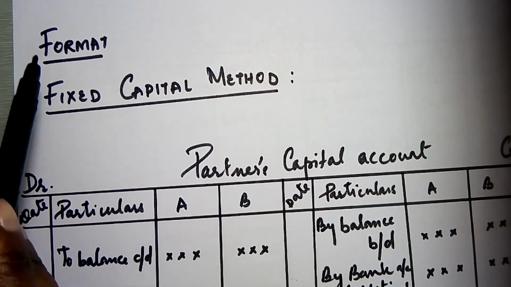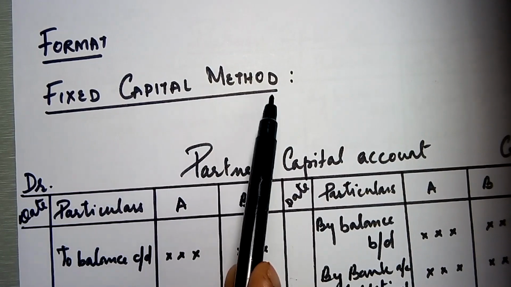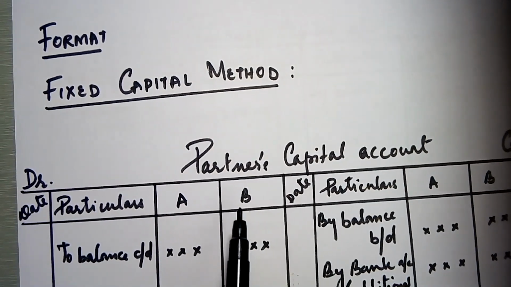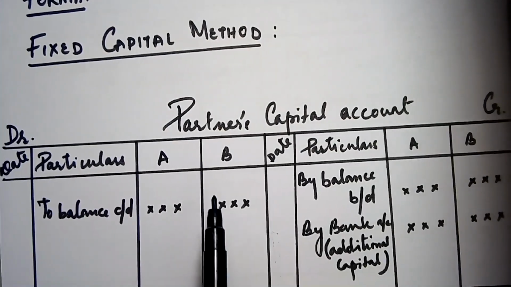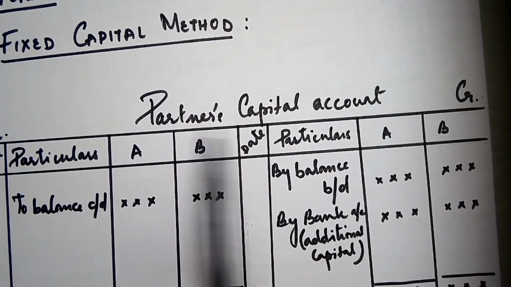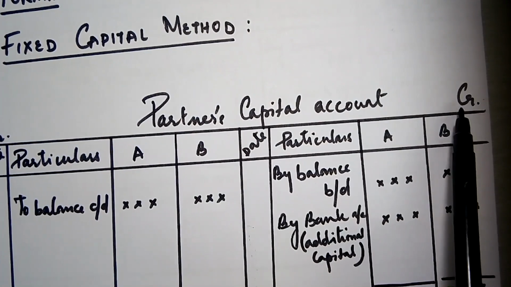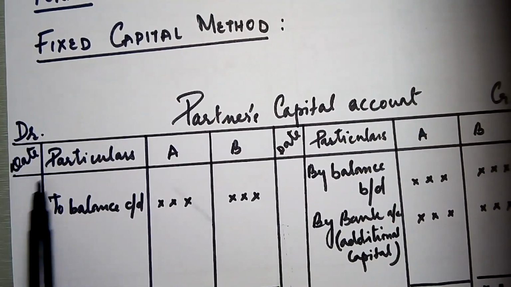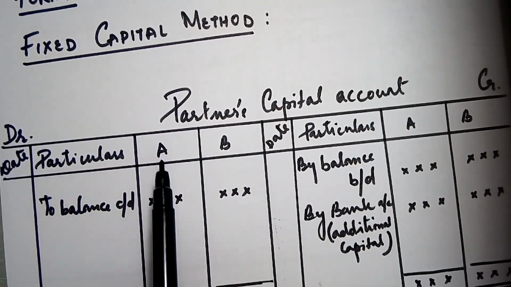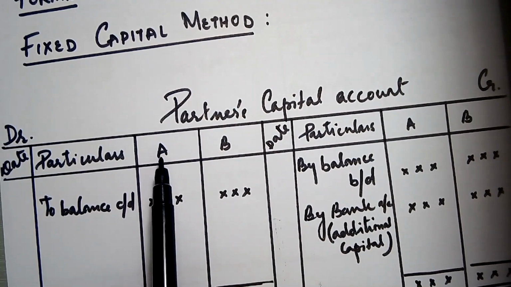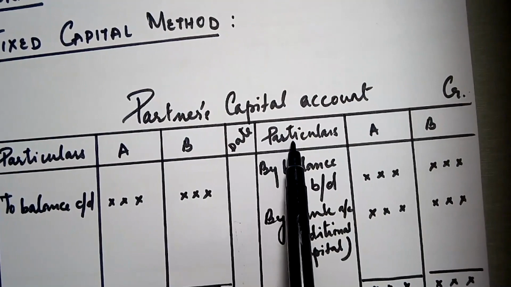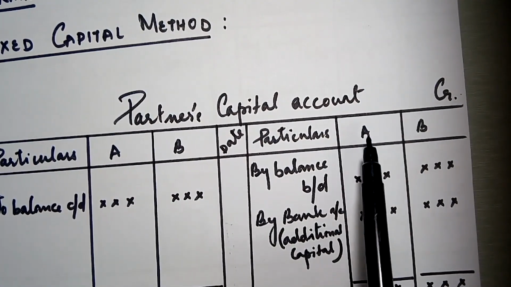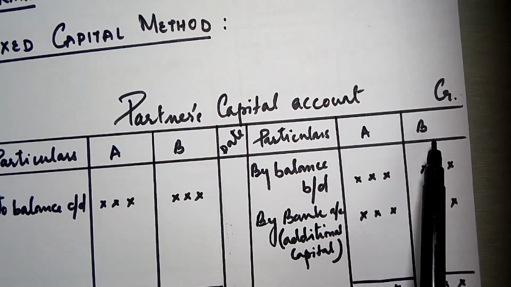Let's see the format for fixed capital method. So first we are preparing partners capital account. Now this is a ledger account, so you have a debit side as well as a credit side. Now in the debit side you have date, particulars. Instead of amount we write the person's name, A or B. Then this side also date, particulars. Instead of amount we write the person's name in the amount column.